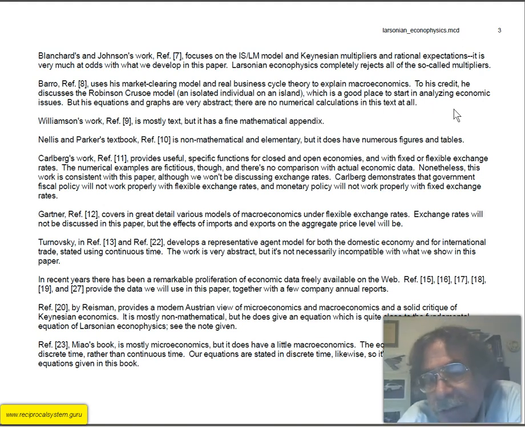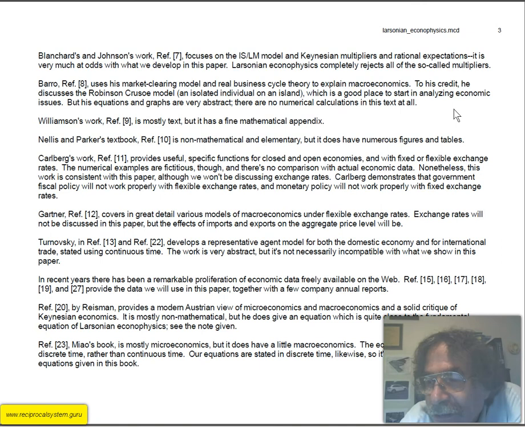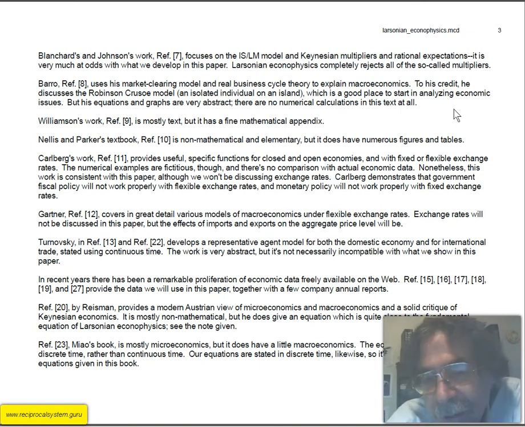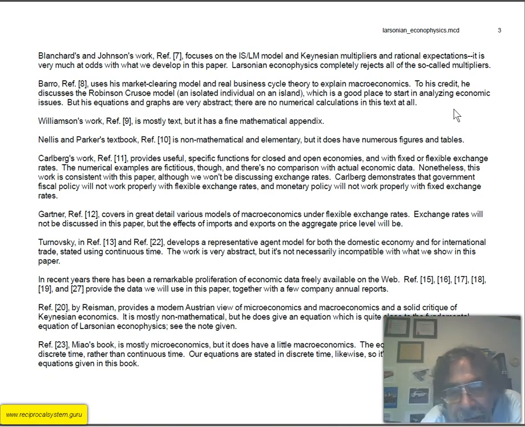Carlsberg's work, reference 11, provides useful specific functions for closed and open economies and with fixed or flexible exchange rates. The numerical examples are fictitious, though, and there's no comparison with actual economic data. Nonetheless, this work is consistent with this paper, although we won't be discussing exchange rates. Karlberg demonstrates that government fiscal policy will not work with flexible exchange rates, and monetary policy will not work properly with fixed exchange rates.